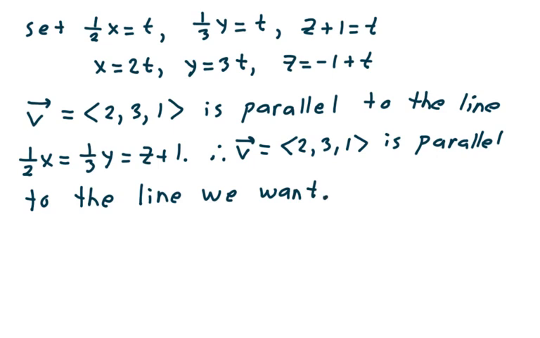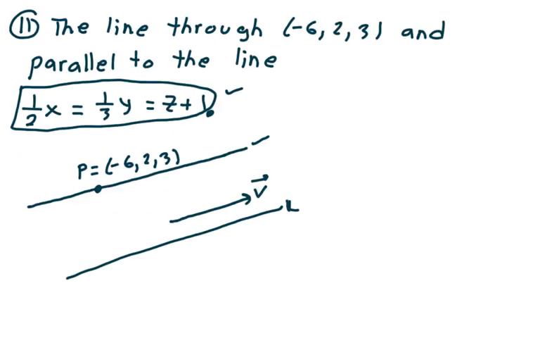Let's go back. So we have a line L, a given line, in other words. If we can find a vector v that's parallel to L, and remember, by design, we want the line L to be parallel to the line we're looking for, then V has to be parallel to the line we're looking for, because L and the line we're looking for are parallel. And we're already given the point P. So now we know V. We're all set.